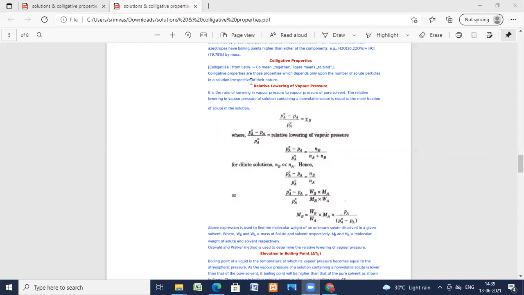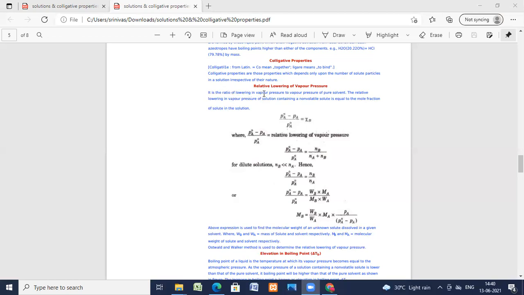Now, I'm going to explain the relative lowering of vapor pressure. It is the ratio of the lowering of vapor pressure to the vapor pressure of the pure solvent. The lowering of vapor pressure is P naught minus Pa. The ratio of lowering of vapor pressure to the vapor pressure of the pure solvent is called relative lowering of vapor pressure, and for a solution containing a non-volatile solute, it is equal to the mole fraction of the solute in the solution.